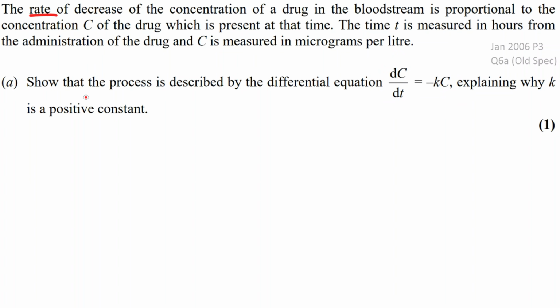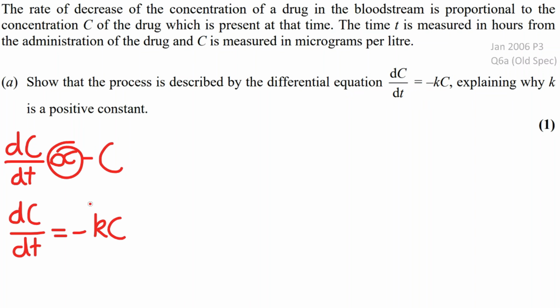So we're told it's a rate, so it's going to be d something over dt, and we're told it's the rate of the concentration of a drug in the bloodstream, and we should label this concentration capital C. It's going to be dC over dt like this here, and we're told this is proportional to the concentration C of the drug which is present at the time, so therefore this is proportional to C, like this here. However, we're told that it's a rate of decrease, so therefore it's going to have a negative sign in front of it like this here. It's a rate of decrease, and therefore we need to show this can be modelled by this differential equation here.